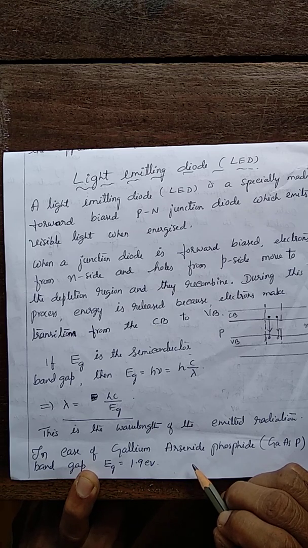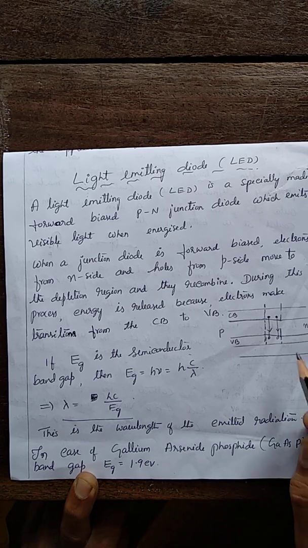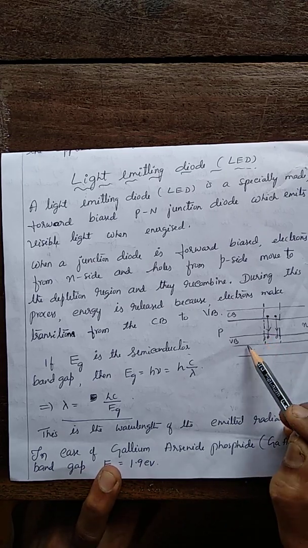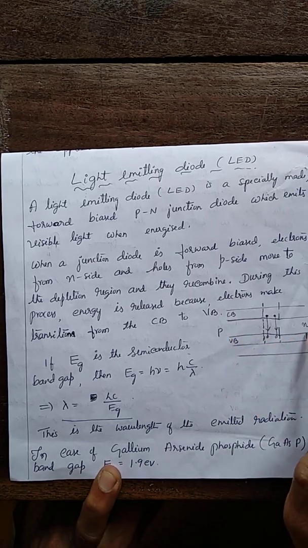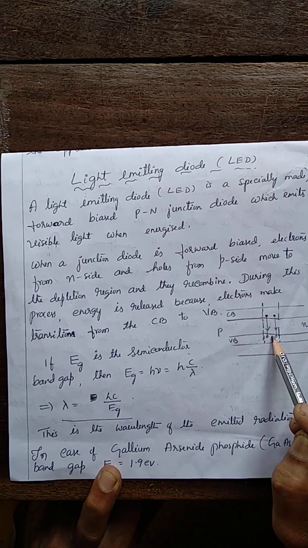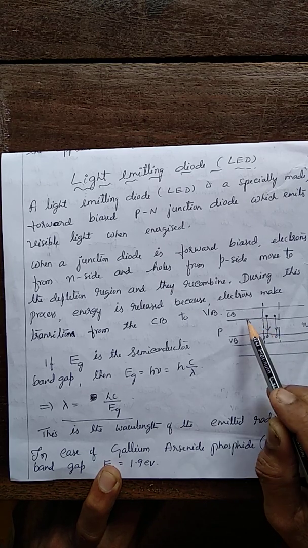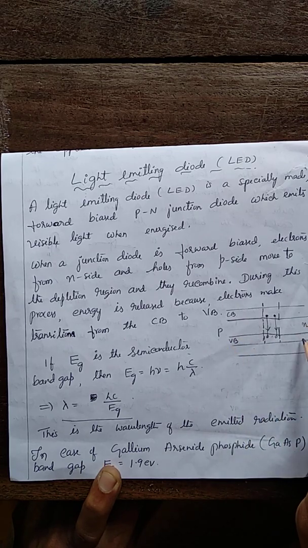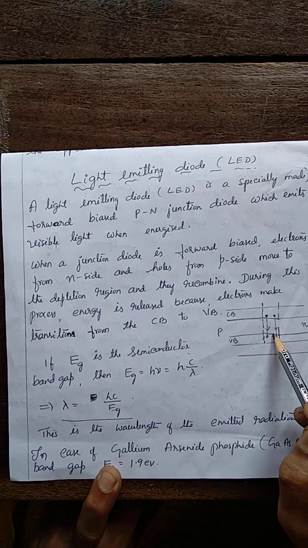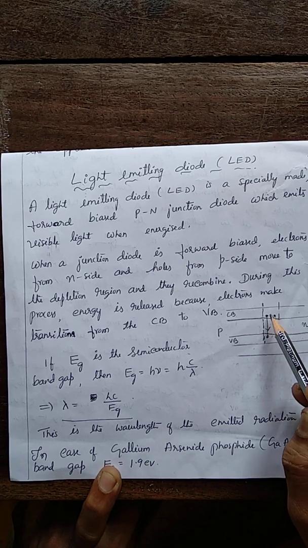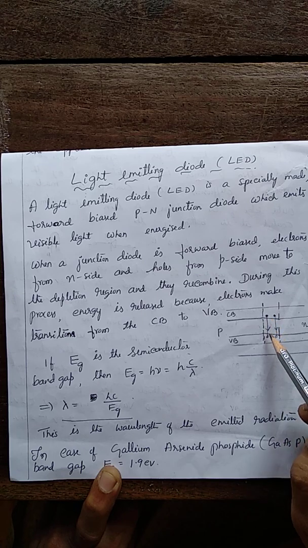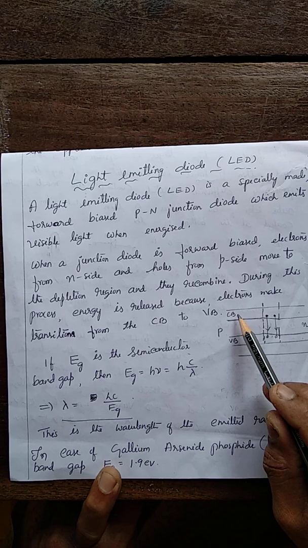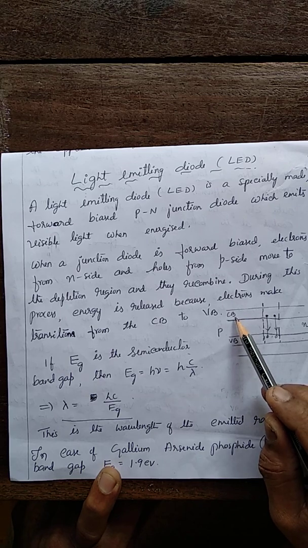Suppose the energy gap of the semiconductor is Eg. See here in the diagram, you can see the P-type material, N-type material. This is the depletion region, the PN junction formed. Conduction band, valence band of P region. Conduction band, valence band of N region. In this region, electron-hole recombination takes place, meaning electrons from the conduction band move to the valence band. So here, Eg, the energy gap, is the separation between the valence band and the conduction band.